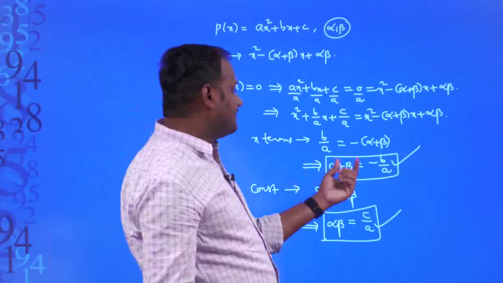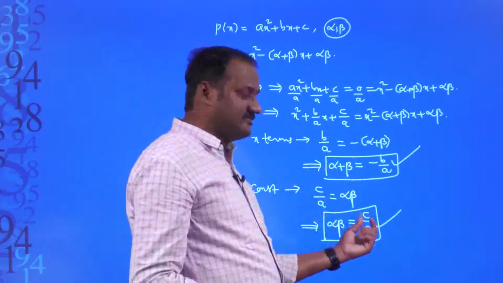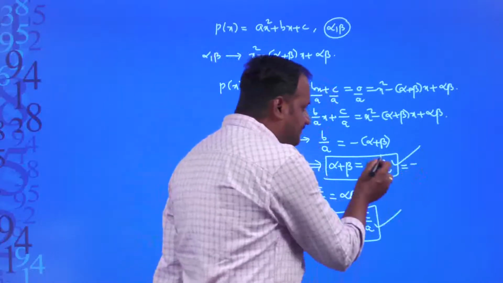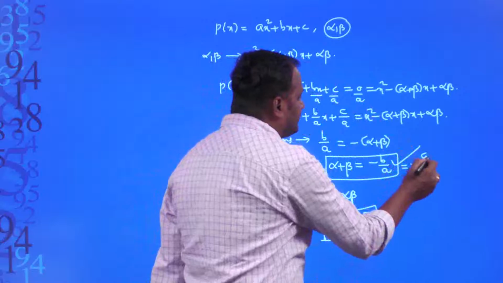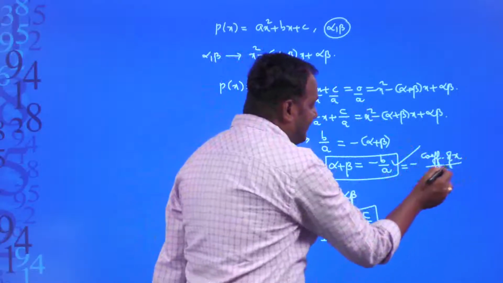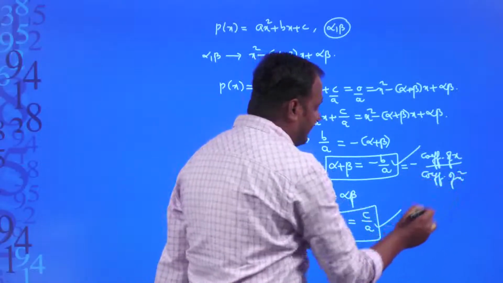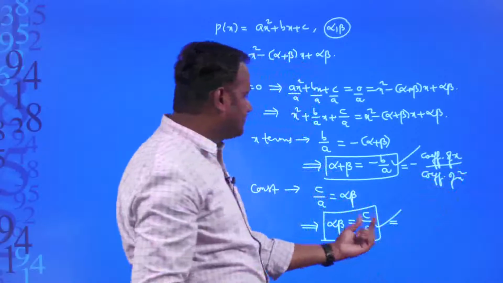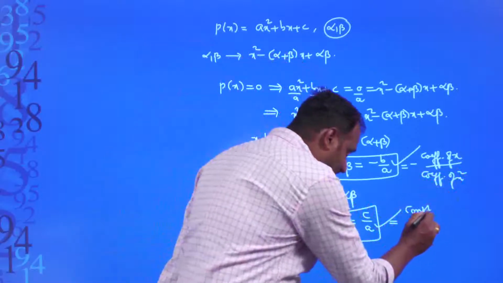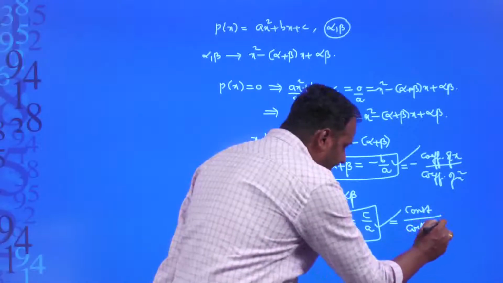Sum of zeros, alpha plus beta, is equal to minus b by a, and product of zeros, alpha into beta, is equal to c divided by a. Here minus b by a is minus the coefficient of x divided by the coefficient of x square. And product of zeros is equal to c divided by a, where c is the constant term and a is the coefficient of x square.